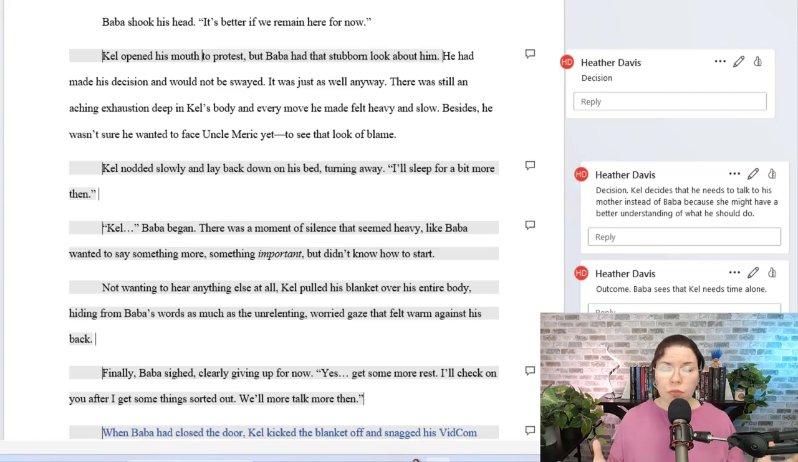So he's making another decision. He's getting in bed. He's kind of ending the conversation right here. He's turning away. Like, conversation over.